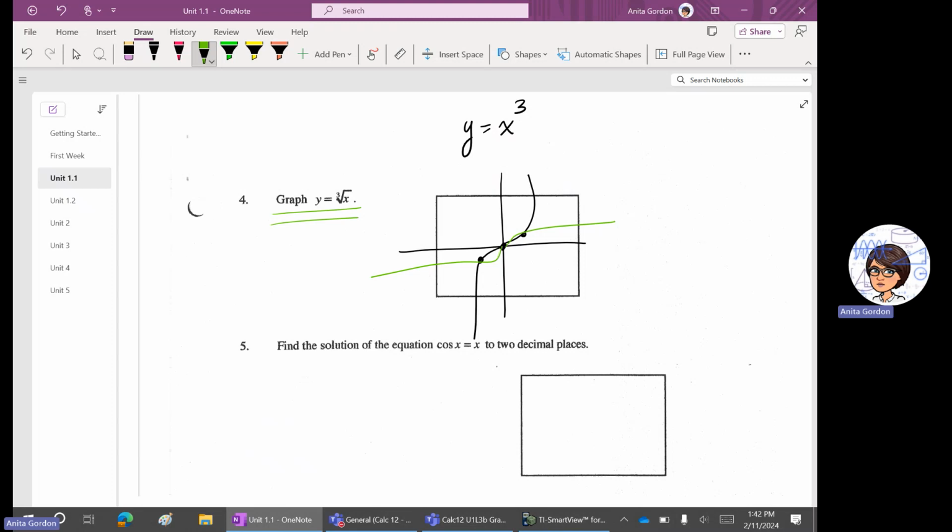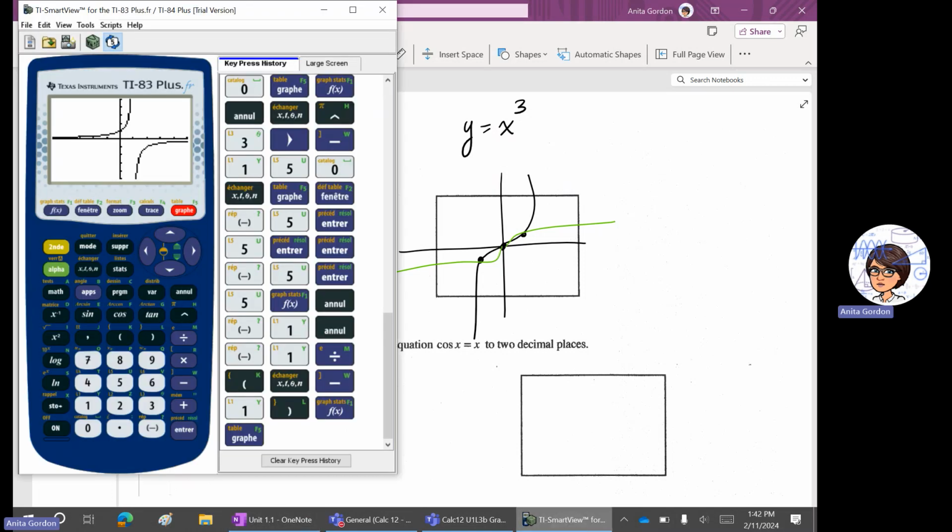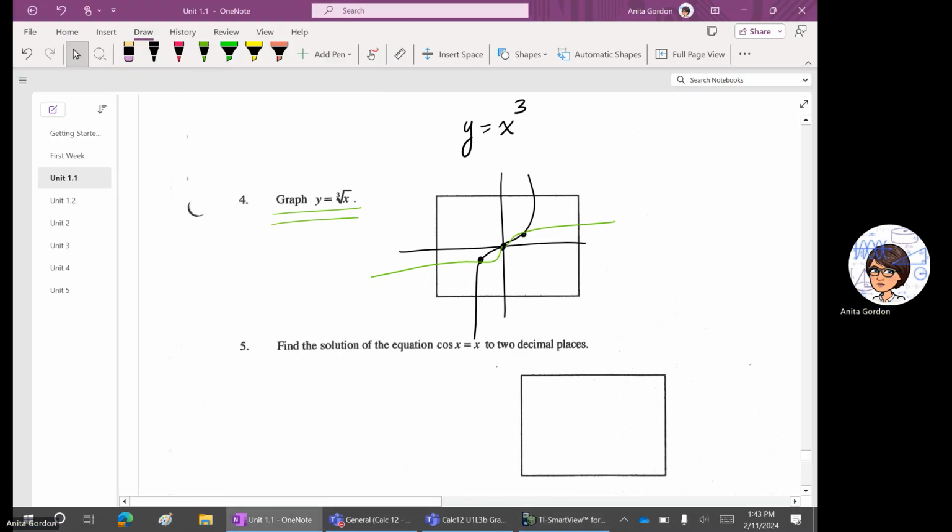Because our key points are, again, relatively close together, I don't need to change my window. Positive and negative 5 is fine. But let's take a look, make sure we have done this correctly. Now, cube roots, not a button on the calculator.